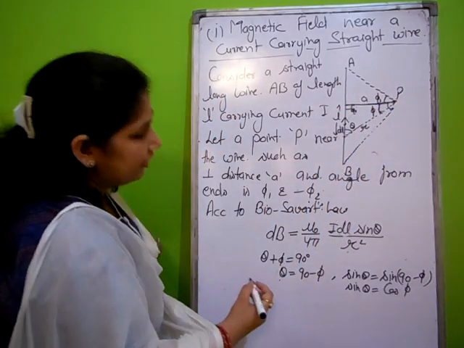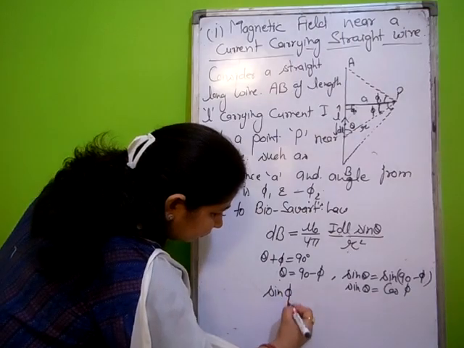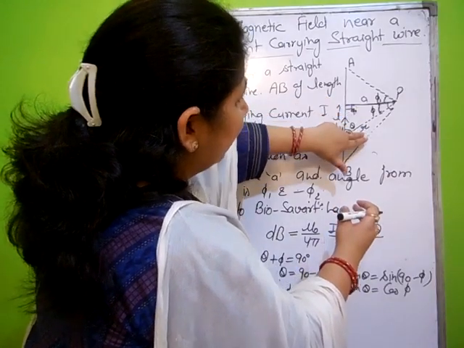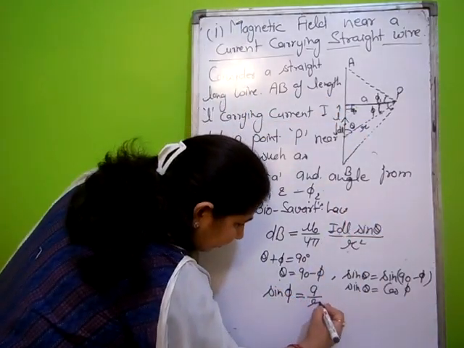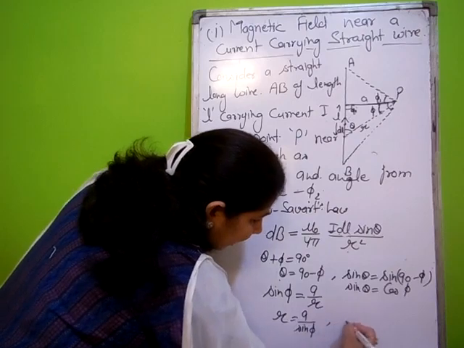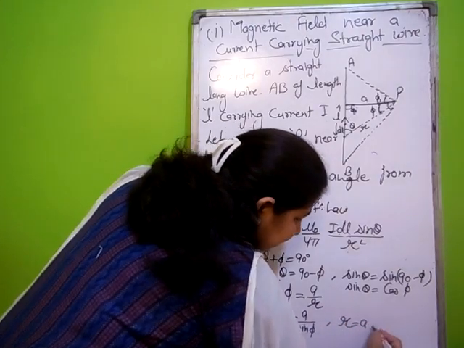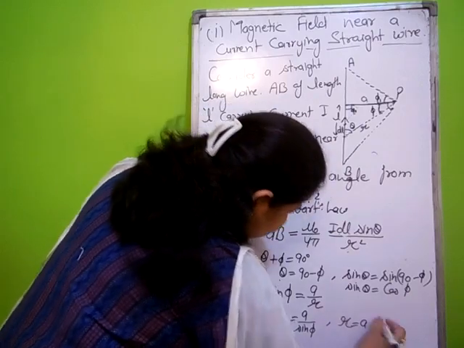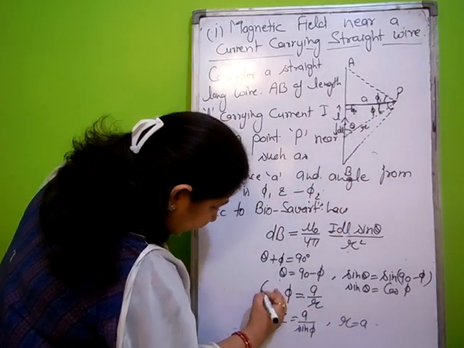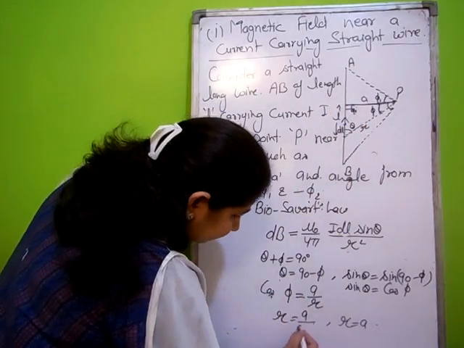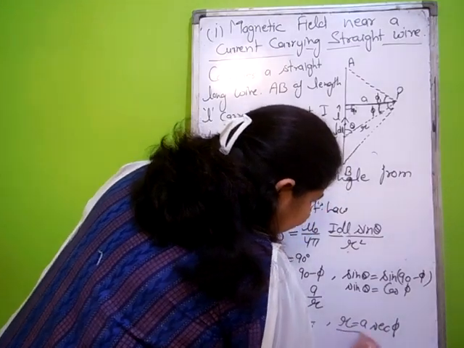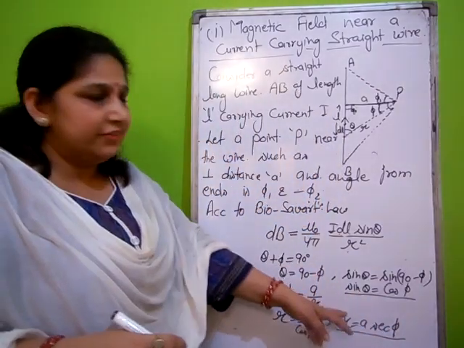Then here sin phi is equal to A upon R. Then R is equal to A upon sin phi, or I will write here R is equal to A, no, I have to write here cos phi, so A upon cos phi, then it will be A sec phi. These two parameters I have changed here.